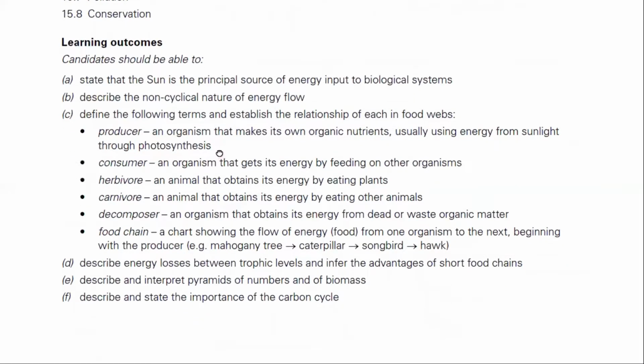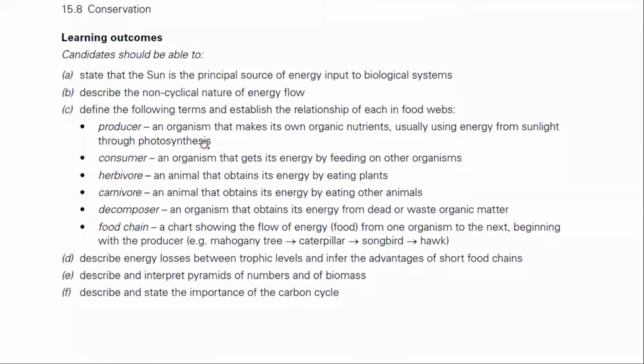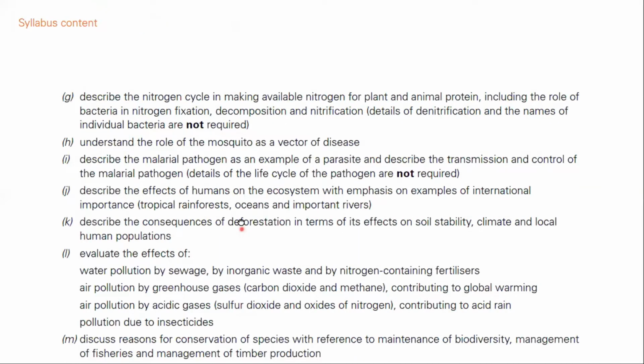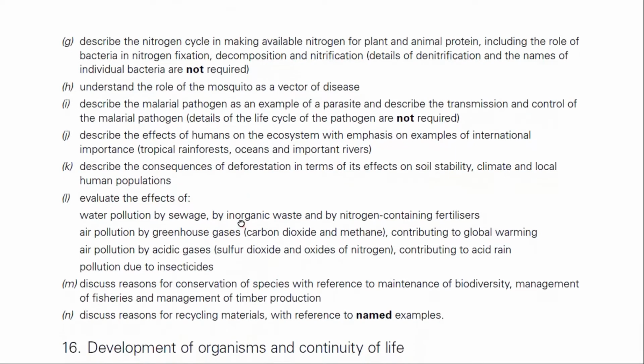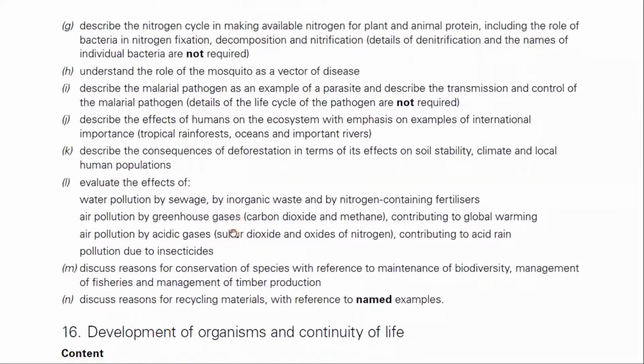Then we discuss the different types of food webs, including producer, consumer, herbivore, carnivores, and the other food chains, including a decomposer too. We will also discuss the importance of the nitrogen and carbon cycle in our ecosystem. Then we have types of pollution, a detailed life cycle of pathogens which is not even required in the syllabus but helps in understanding once again.